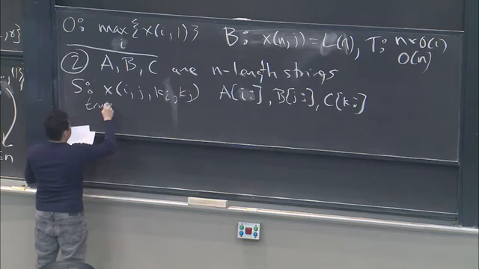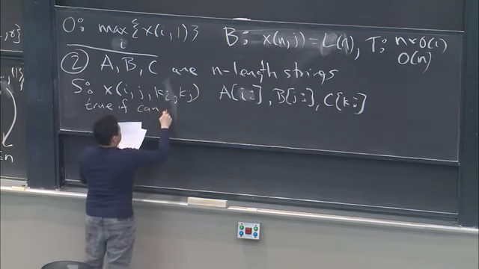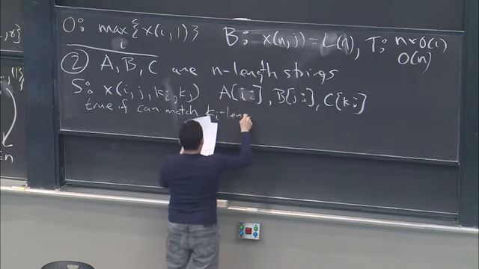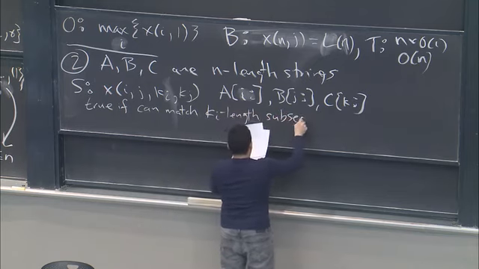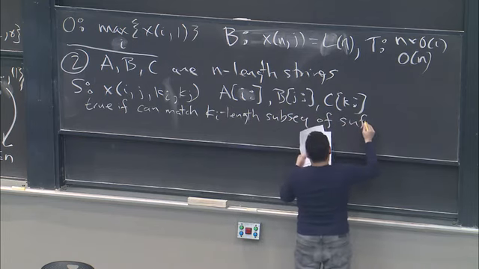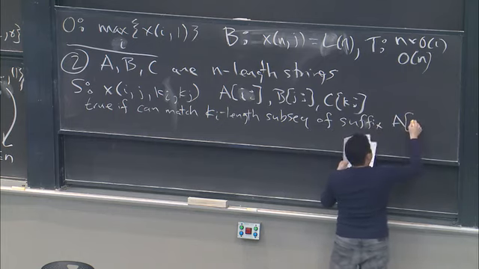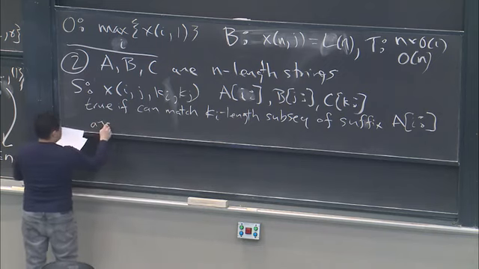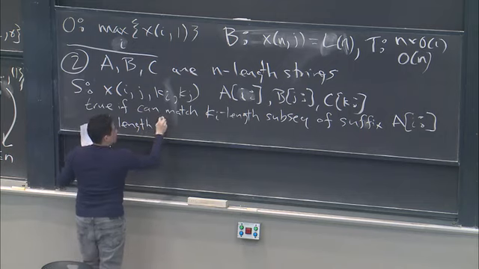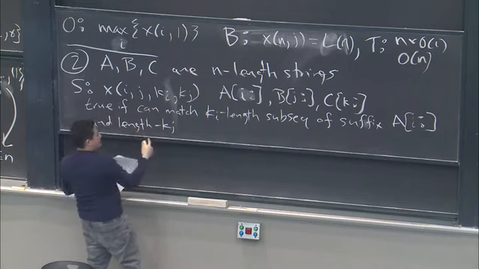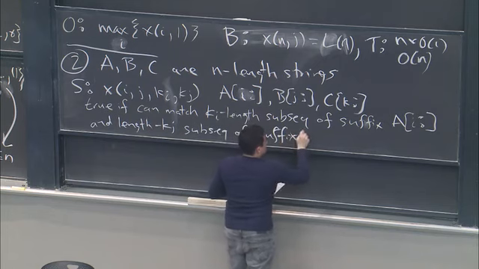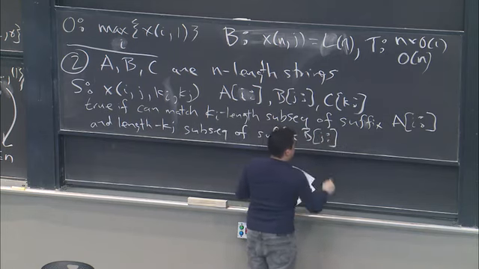So true if I can match a K_i length subsequence of suffix A_i, and a K_j length subsequence of suffix B_j, right?